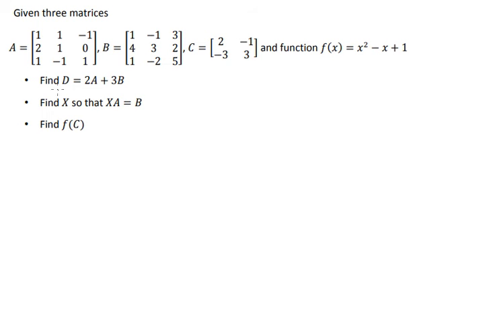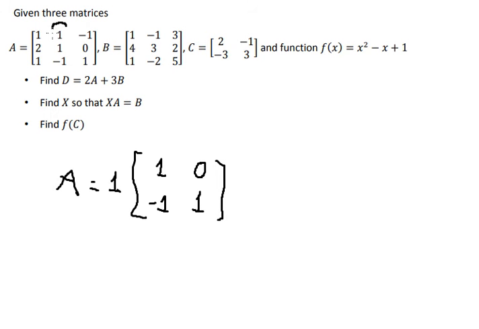Question 1. 5D. We have 2A plus 3B. First, we need to find the value of A and the value of B. So about the matrix A, we have number 1, that is from here, and the small matrix that's in here, 1 0, negative number 1 and number 1.